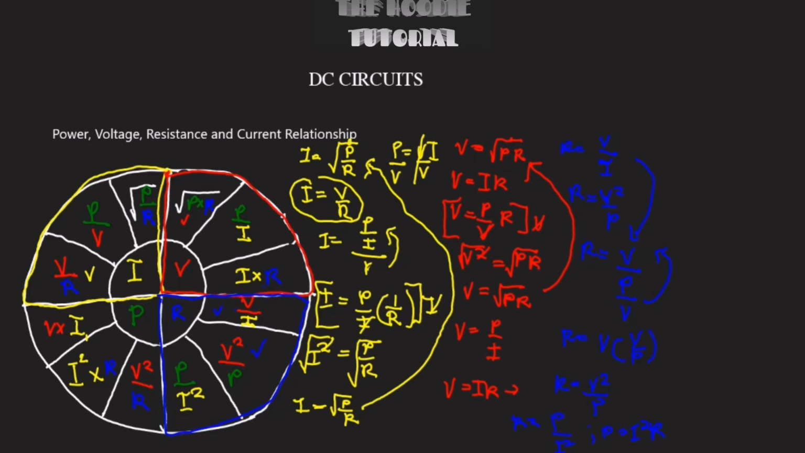So lastly, we are going down to one parameter, which is the power. Let's highlight this in green. There you go. So the first equation, P is equal to V squared over R. So how did we derive this equation?